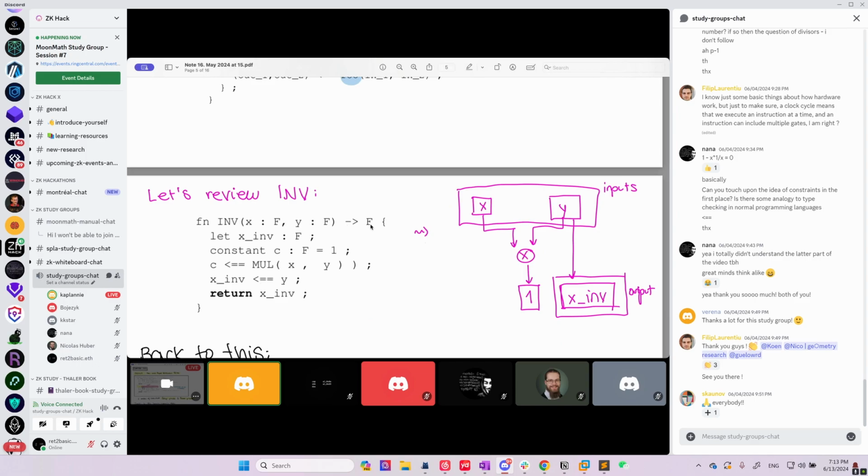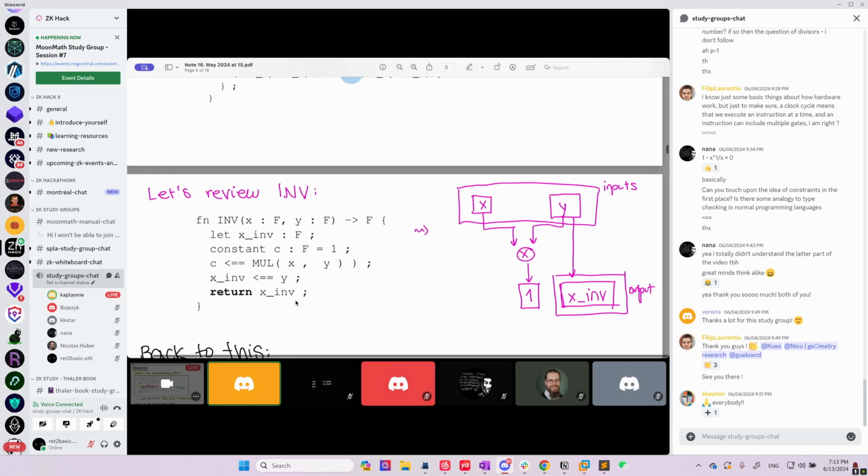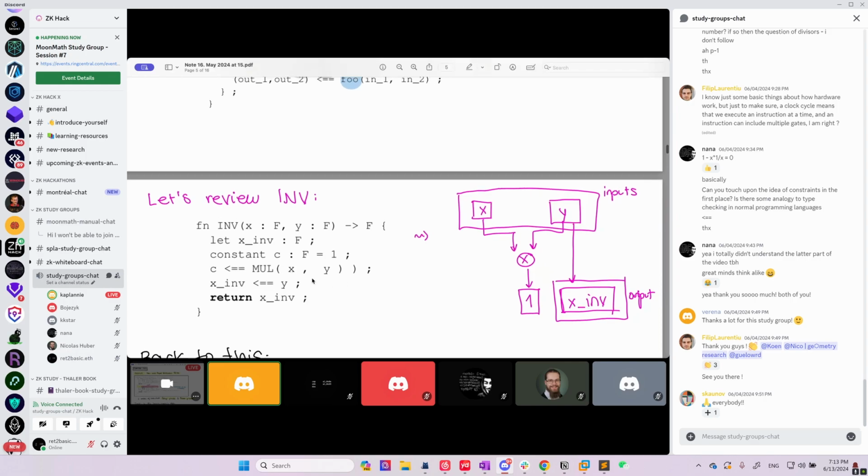So we're inputting 2 variables, outputting 1. So we're outputting the actual inverse. So we're setting a variable xinf, and we're setting a constant, and we're multiplying x and y here, see, and that's supposed to be c, the constant. And so this is a constraint here. And then we're setting y to be x inverse and returning x inverse. So it's checking that this multiplication is returning 1 and constraining this.